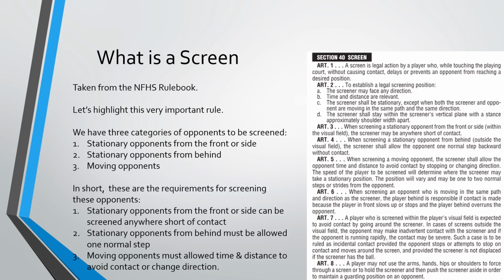Stationary opponents from the front or side can be screened anywhere short of contact. Stationary opponents from behind must be allowed one normal step. Moving opponents must be allowed time and distance to avoid contact or change direction. It is important that we know this screen rule.